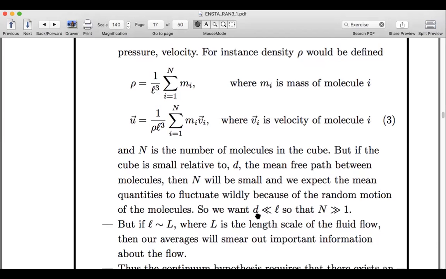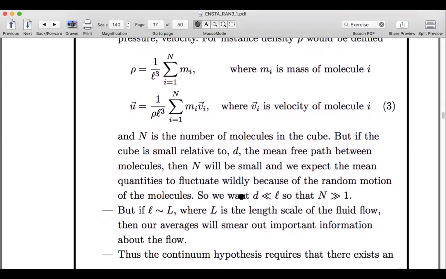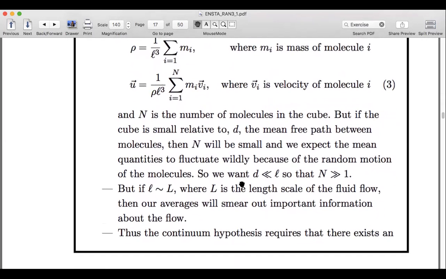So if I made this cube on the order of tens of nanometers, then this density, which by definition is the average density within this cube, would be a wildly fluctuating quantity, fluctuating wildly as particles enter and leave the cube.